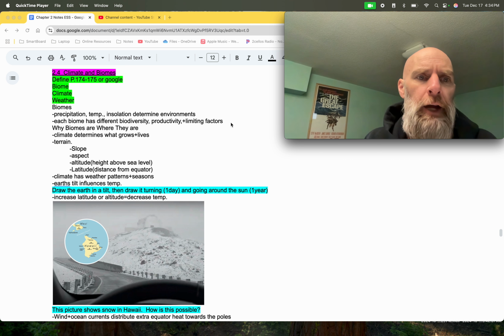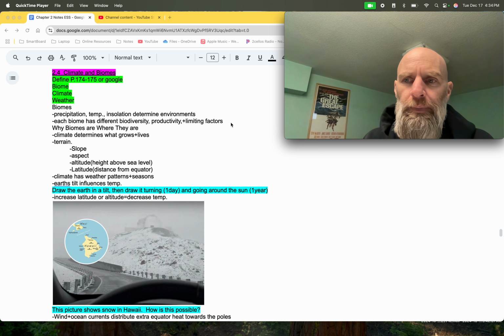So, biomes, precipitation, temperature, insolation determine the environments. So, when you think about the environment you live in, a lot of it's dictated by just the amount of precipitation you get and the temperature. Also, the insolation, which is the amount of sunlight you have incoming as well. If you're up by the poles, you get less of it. If you're by the equator, it's more direct.